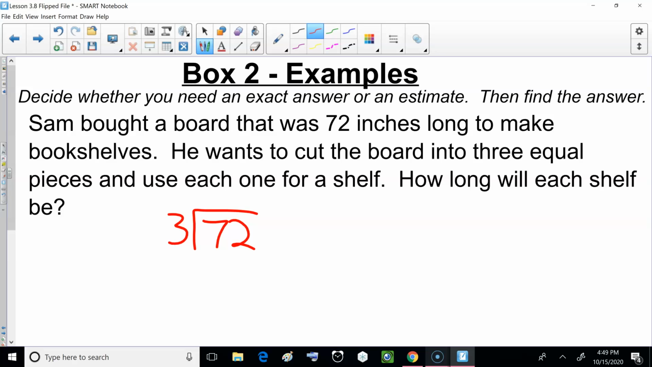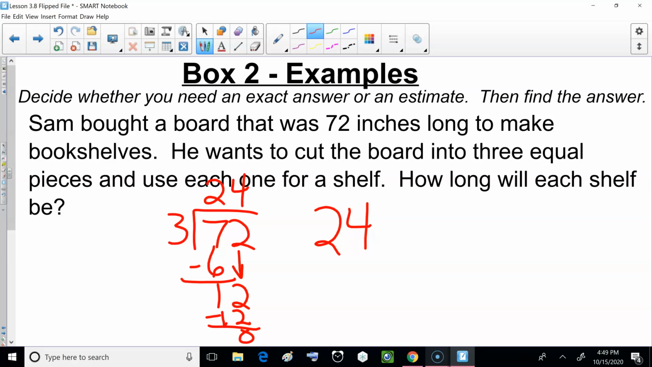3 can go into 7 2 times. 2 times 3 is 6. 7 minus 6 is 1. 1 is less than 3, so we're going to bring down the 2. 3 can go into 12 4 times. 4 times 3 is 12. 12 minus 12 is 0. No remainder. So how long will each shelf be?